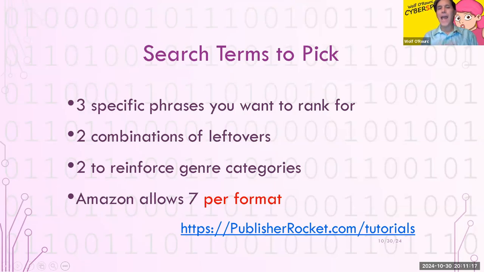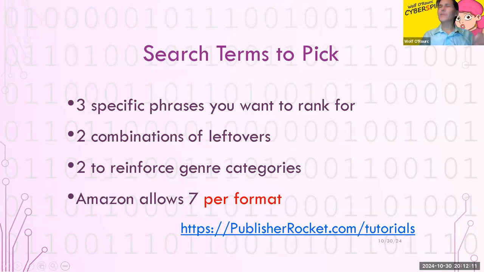And also, remember, Amazon allows 7 per format. 7 for Kindle, 7 for paperback, 7 for audiobook. If you go that far, 7 for hardcover. If you link the sales pages together, all searches lead to the same sales page. That means effectively that sales page has 35 or, not 35, sorry, 28 or 21 keyword fields. So you can maximize your search potential by linking all this together.